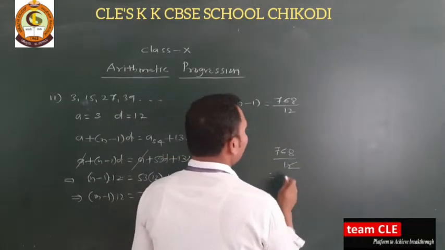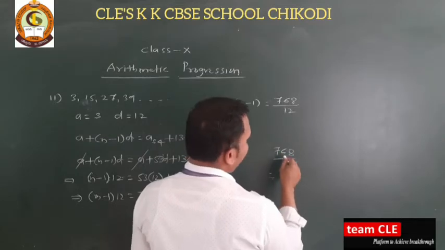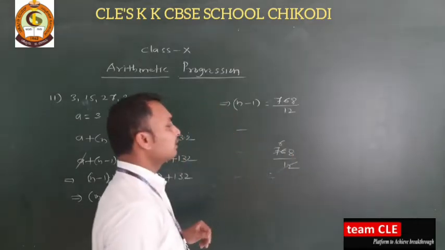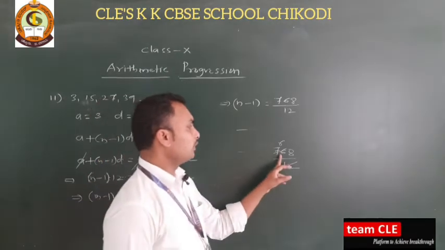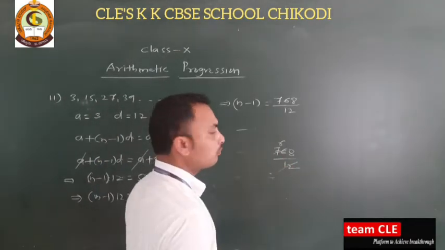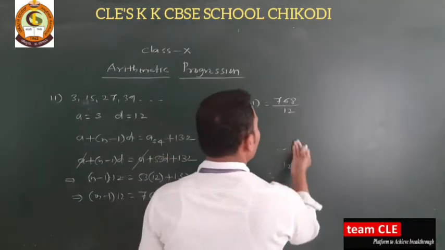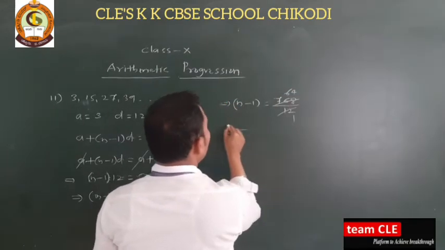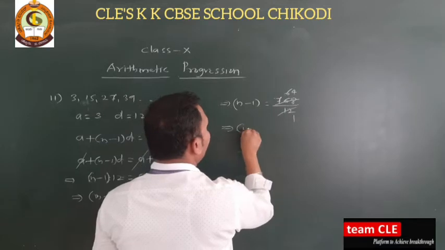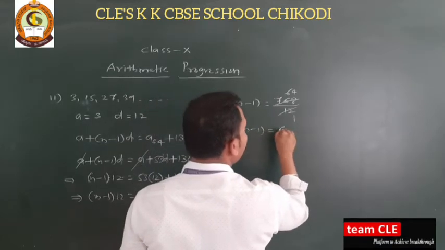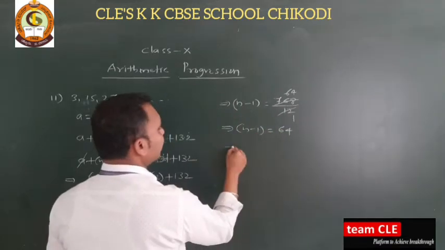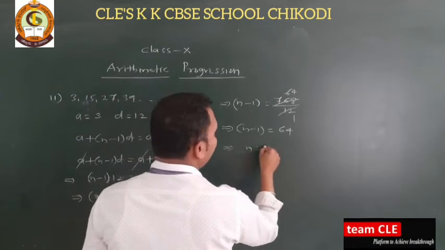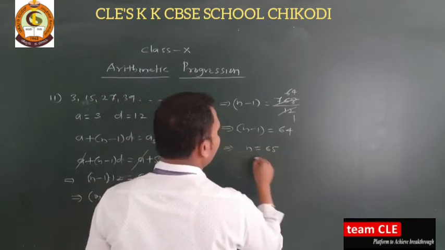So 12 5s are 60. 12 6s will get here. 12 6s how much will we get here? 72, and how much remaining? 4. So 4s are 64. So we get 12 1s and this is 64. Now this implies we have n minus 1 as it is. This is 64. This minus 1 you can transfer to that side. So n is equal to we have 65.